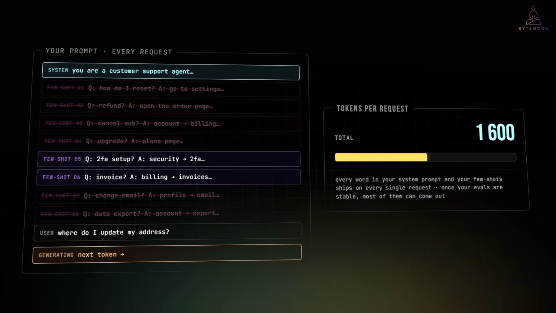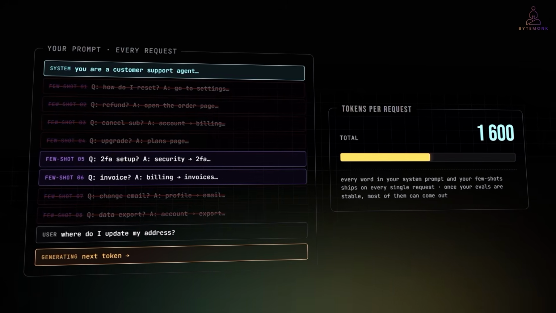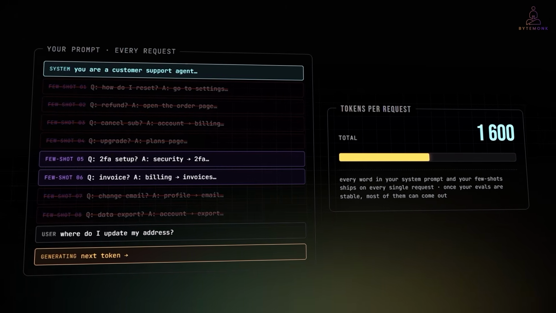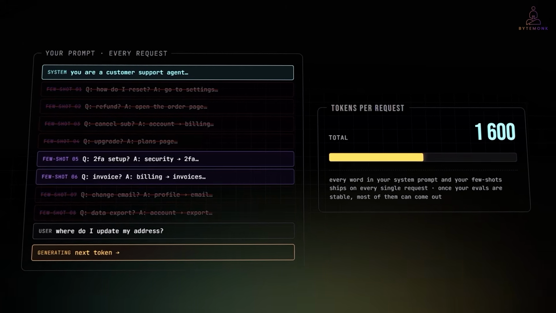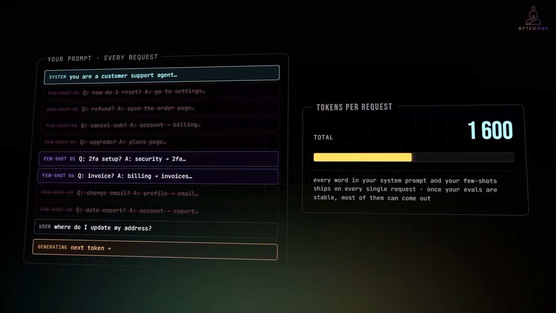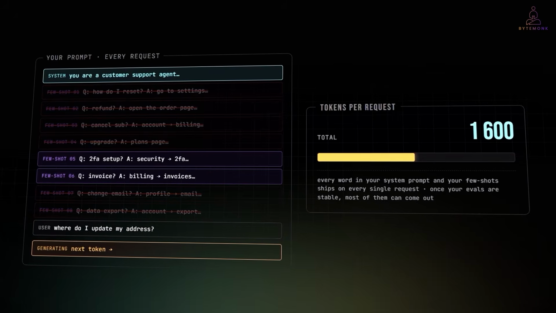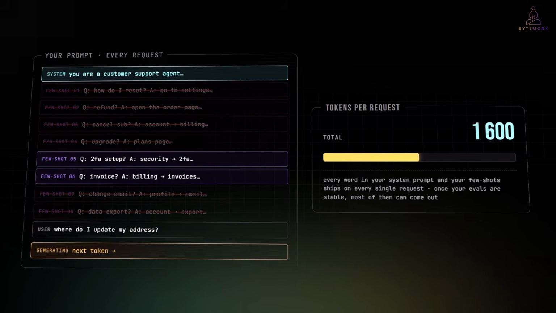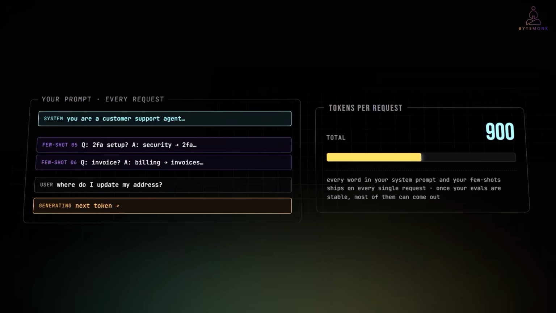Trim what you send. Your system prompt goes out on every single request. So every word you leave in there is a tax you pay again and again. A prompt that is twice as long is not a one-time cost. It is double the input bill on every call, forever. Go through it and cut anything the model does not actually need. And on the output side, cap max tokens to the smallest number that still works. Every token you don't generate is money saved.